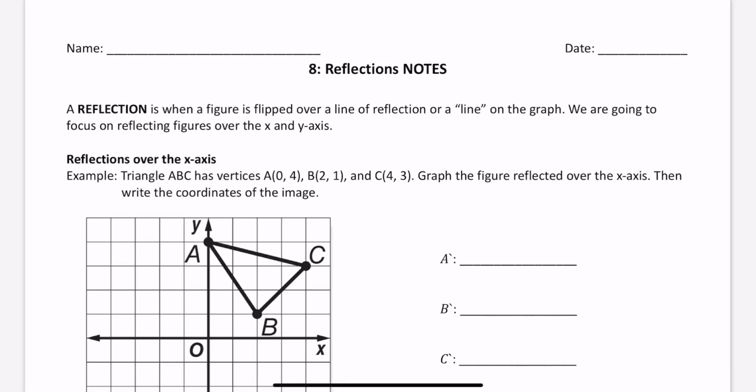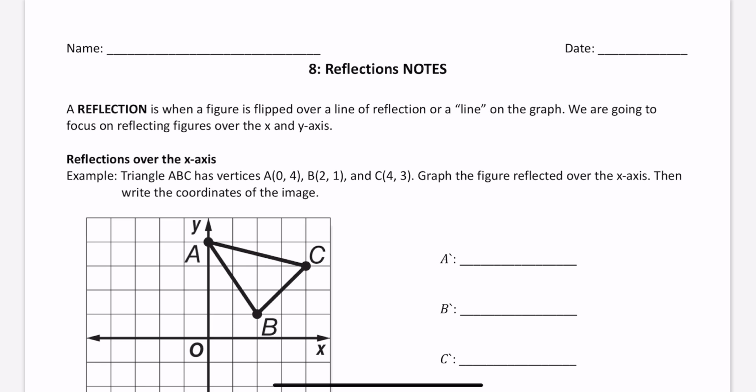Hey guys, today we're going to talk about our next transformation rule, which is called a reflection. That's when a figure, or a polygon, is flipped over a line of reflection, which is just a "line" on the graph. I have the word line in quotes because you're not actually going to be able to see the line all the time, but you're going to have to imagine that the line's there, and then you're going to flip it over that line it tells you.